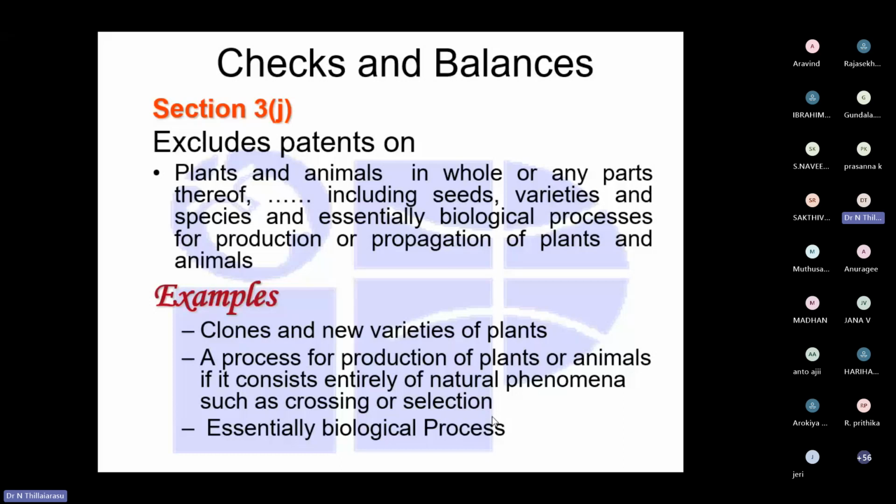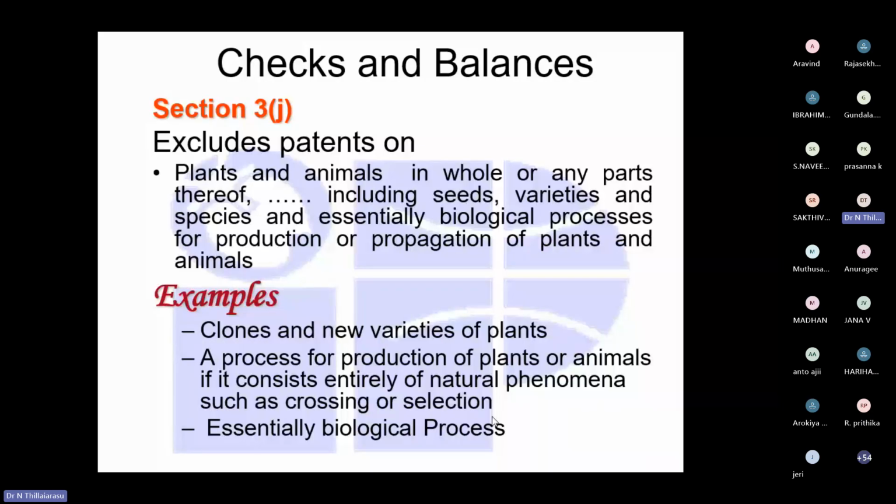So the excluded patterns. See, I already told that the curation of any diseases, we are not supposed to file a patent. Like, combining or mixing two seeds or two trees. So plants or animals in whole or any part thereof, including seeds, varieties and species, and essential biological processes for the production or propagation of plants or animals, or any animal with some modification, or microorganisms making any new things, are not patentable.